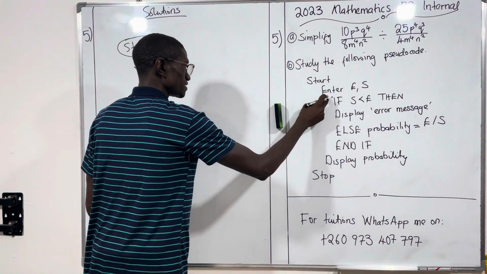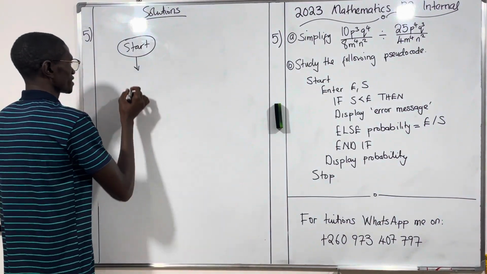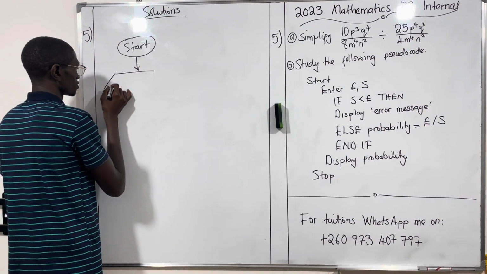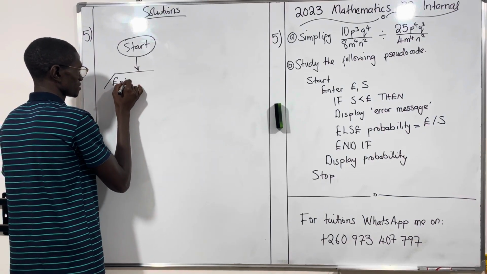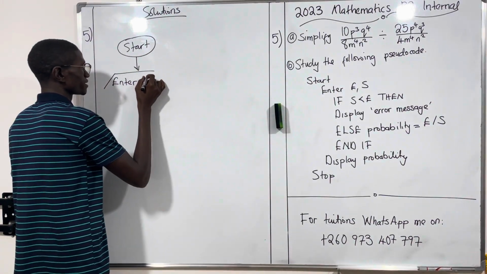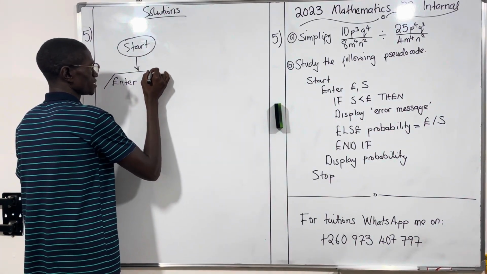So this one says enter. The keyword there is enter. We said whenever you see enter, you have to use a parallelogram. So we're going to say enter what? We just list the values as they're appearing. Enter E, comma, S. So E, comma, S.